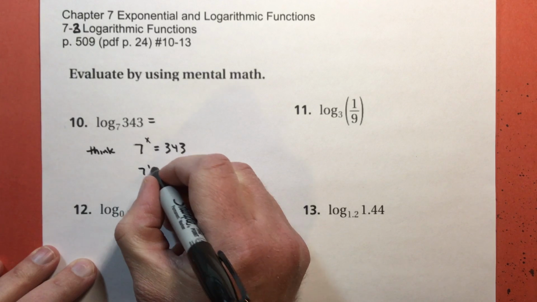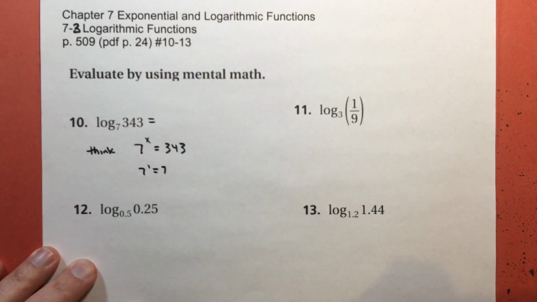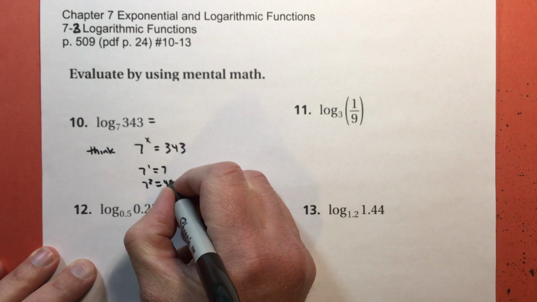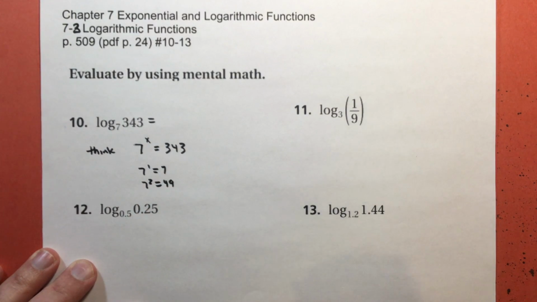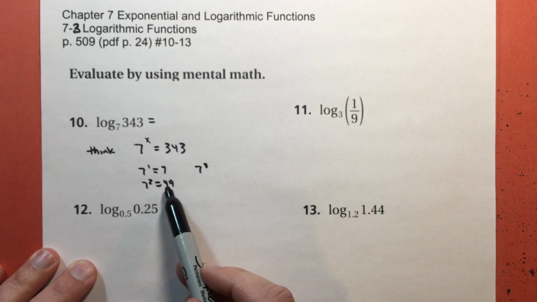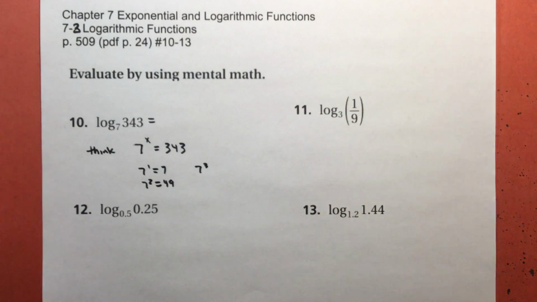You know 7 to the first power equals 7, and you can do this in your head. 7 to the second power is 49, you got that. So what about 7 to the third power? That would be 49 times 7. Okay, so let me help you out with this. This is mental math. You can do this.